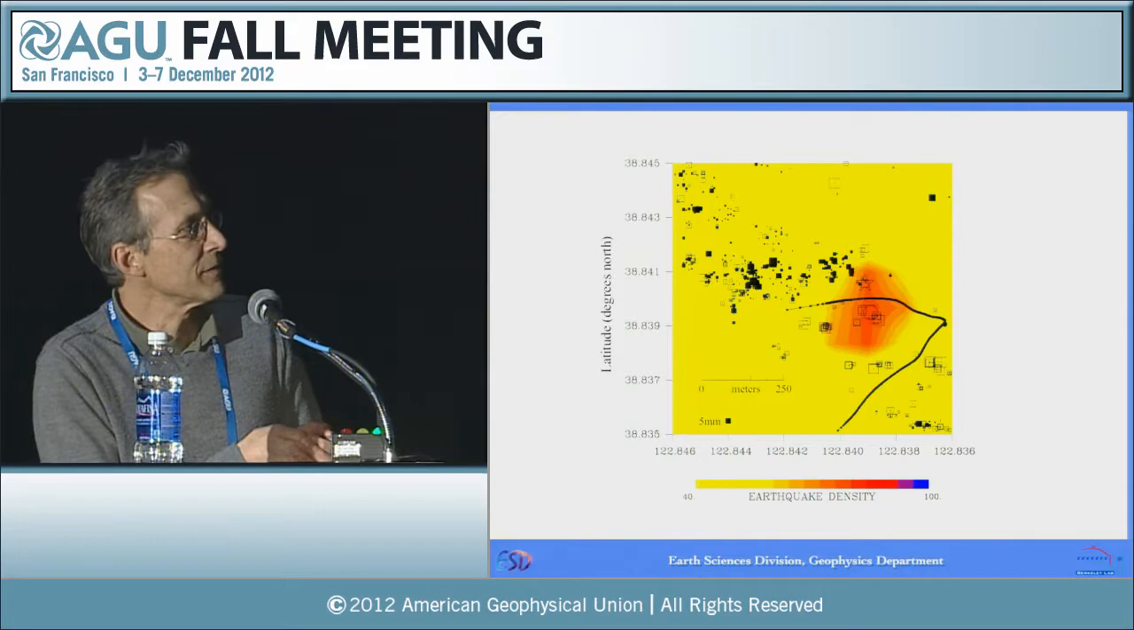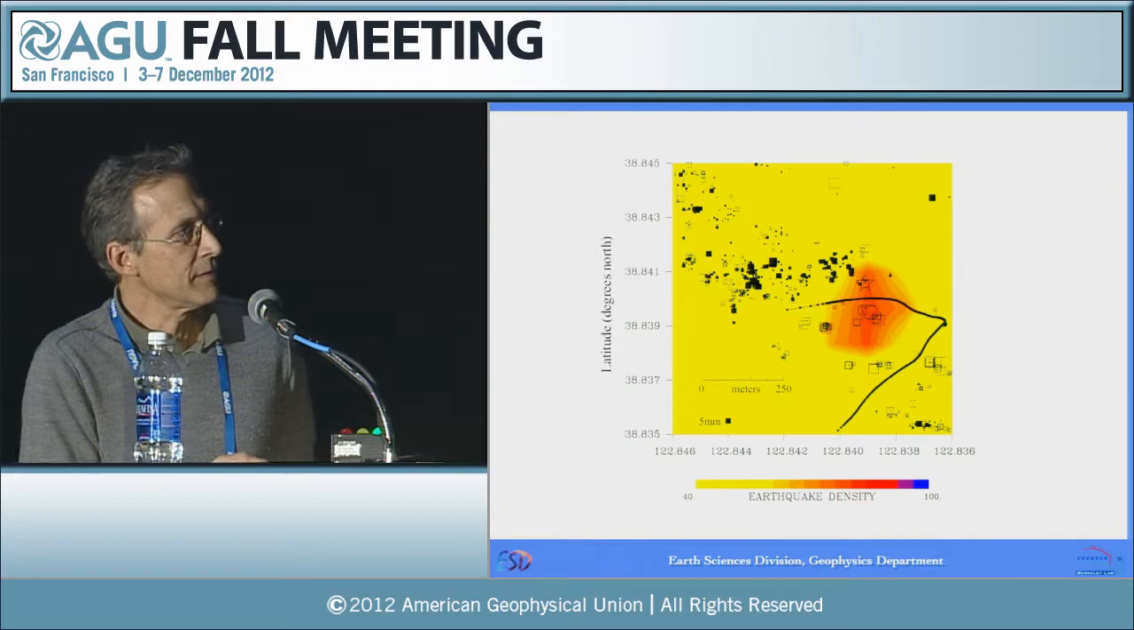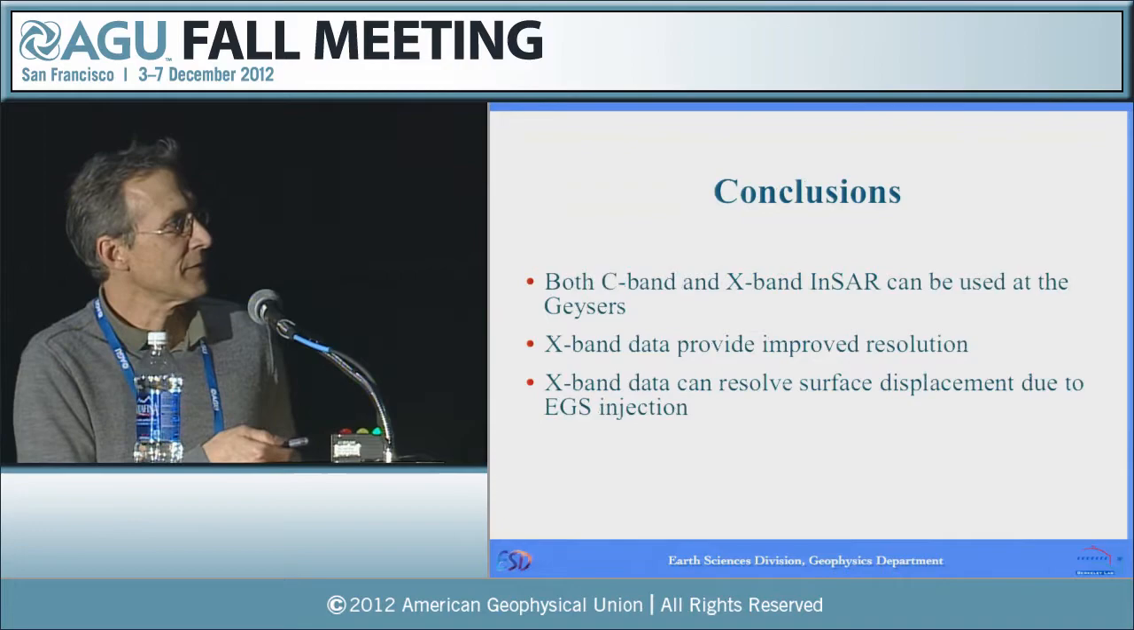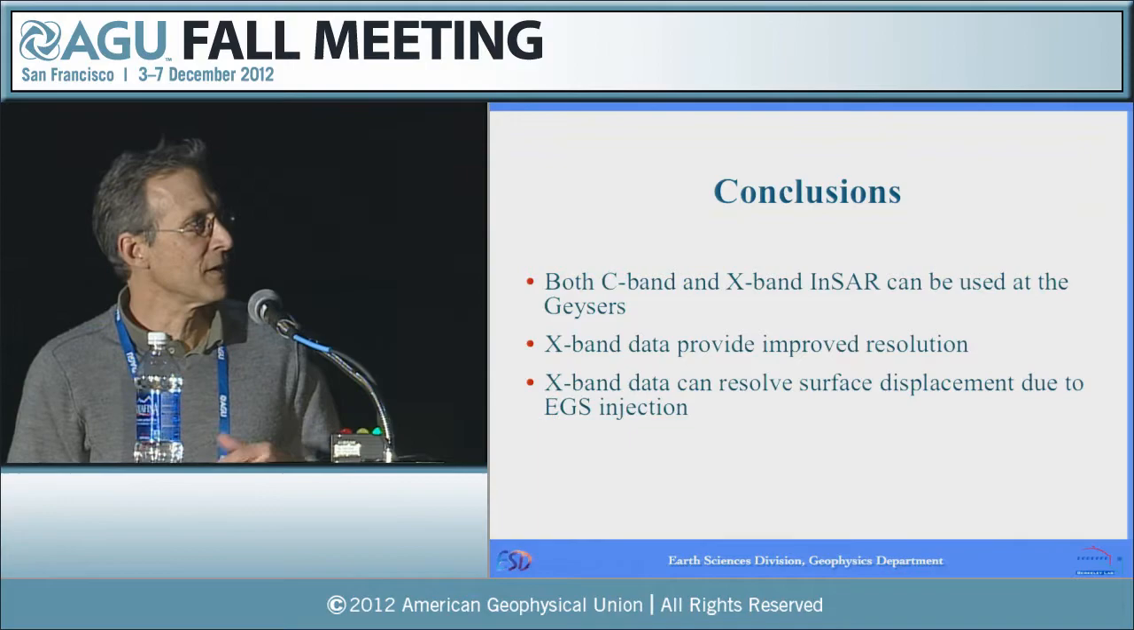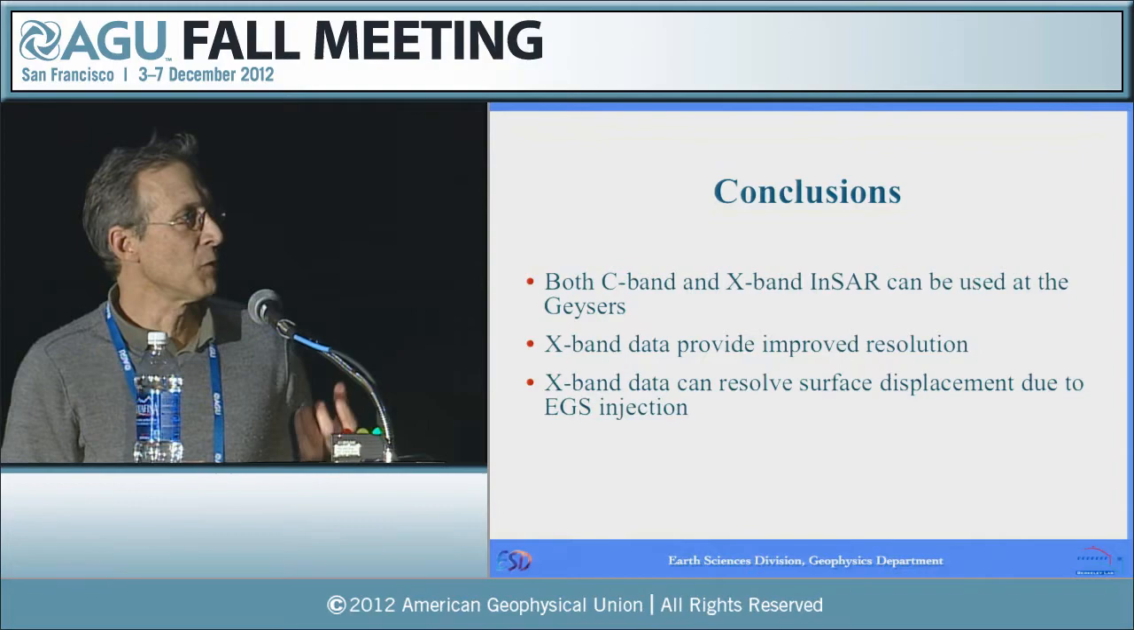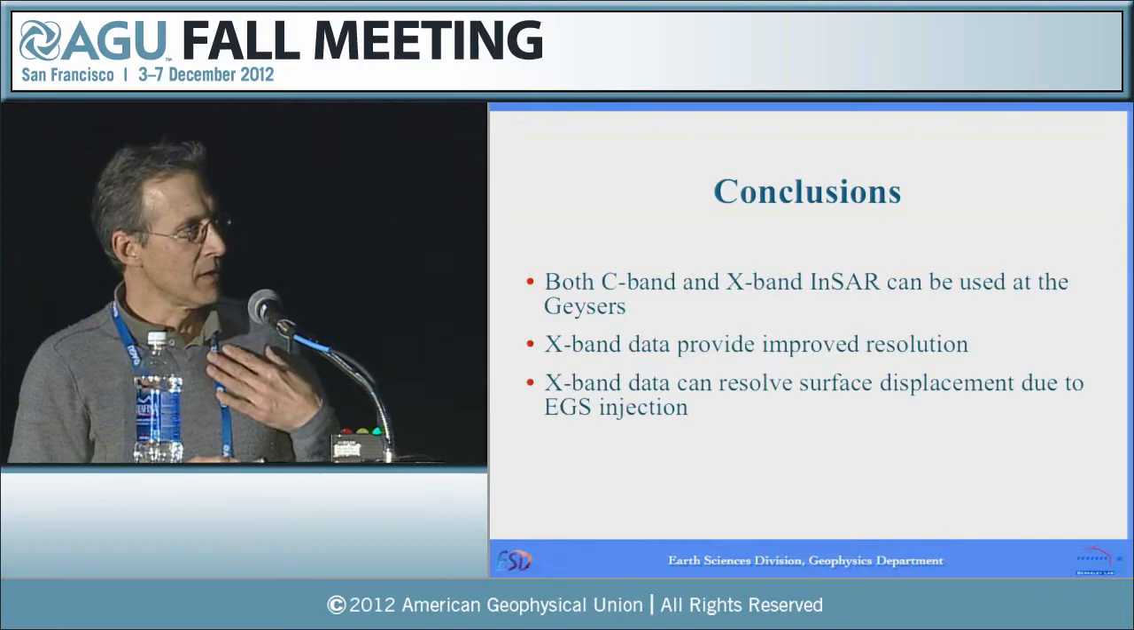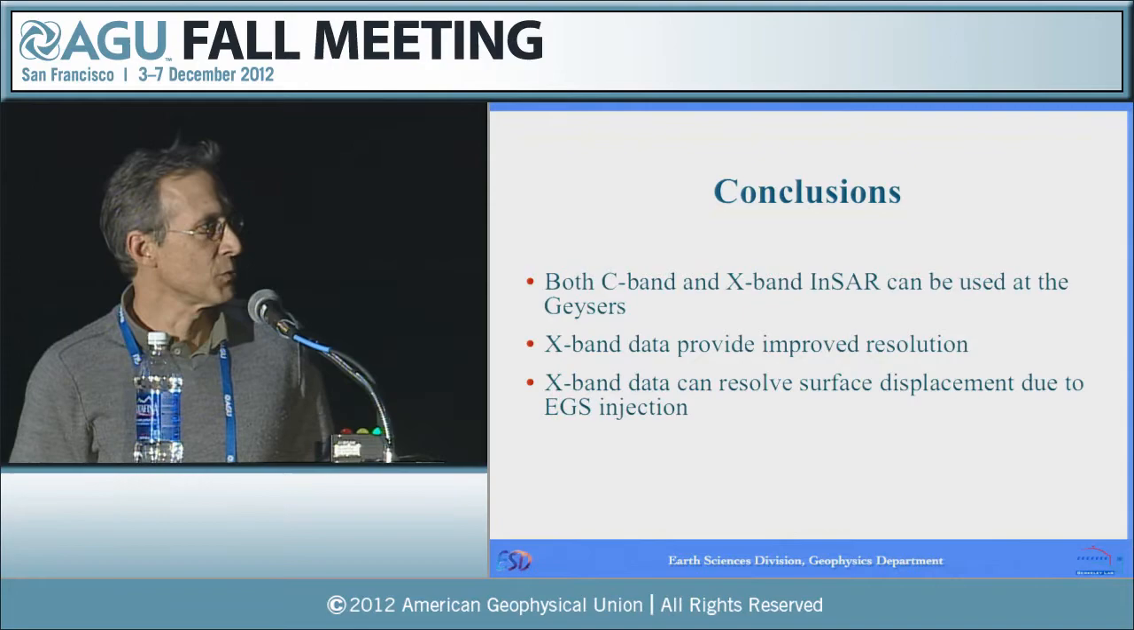So we could try to correlate the InSAR deformation and seismicity, for example, and fluid flow data. In conclusion then, the C-band and X-band InSAR can be used successfully at The Geysers, and the X-band seems particularly promising. In particular, we get improved temporal and spatial resolution. The X-band data can resolve the roughly 1 centimeter level uplift associated with the deformation due to the EGS injection. So we're going to continue work on this project. Thank you.